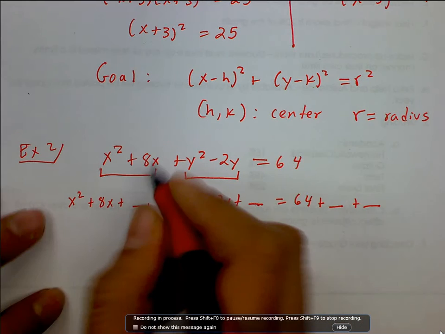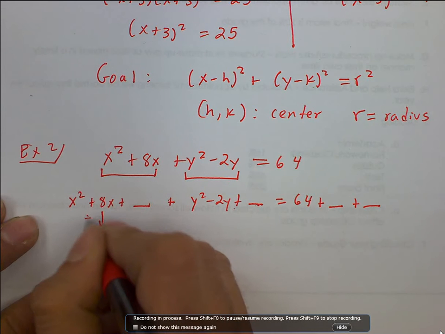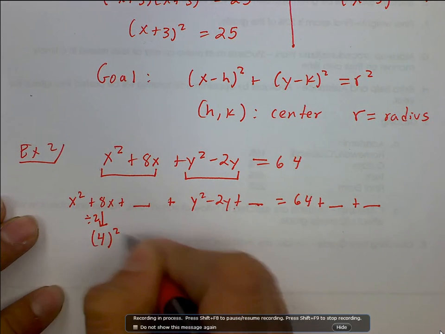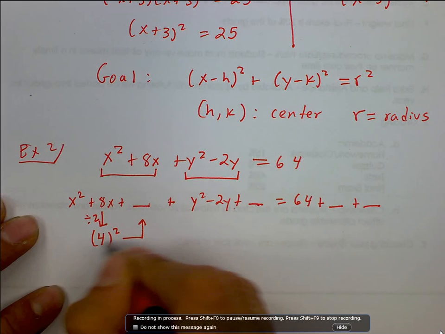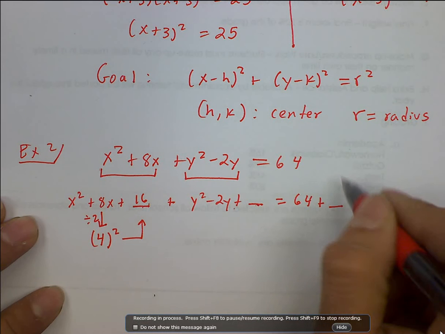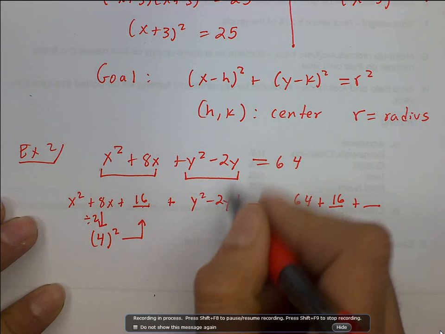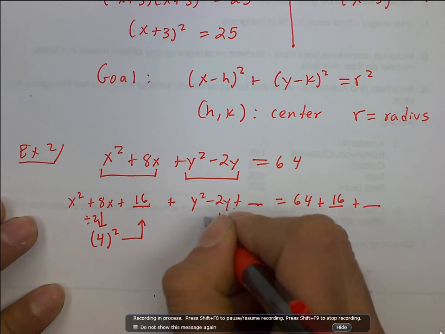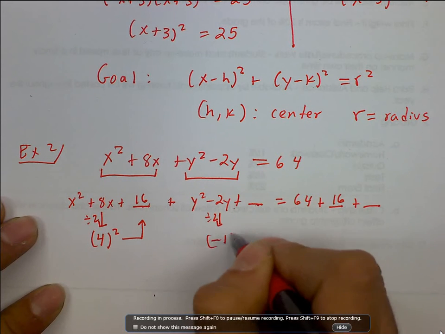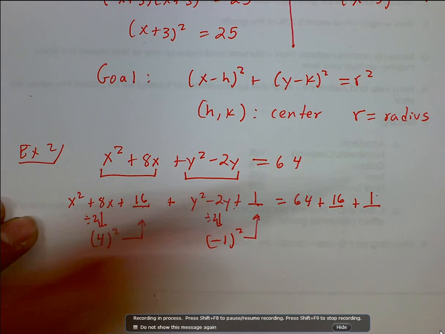So let's begin. You take the 8 and divide it by 2. What's 8 divided by 2? Well, that's 4. And you're going to square that and add it here. 4 squared is 16. Since you add 16 here, you have to balance the equation and add 16 to the other side. Now on this one, you take the 2 and divide it by 2. So 2 divided by 2, you get negative 1. And negative 1 squared is just a positive 1, so you add a positive 1 here.